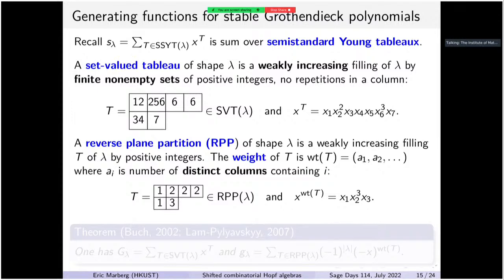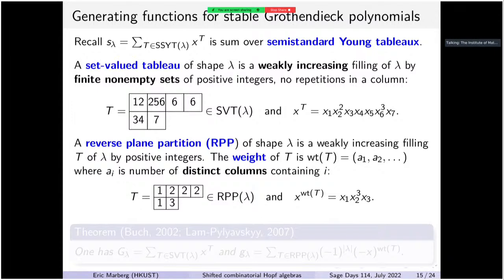A reverse plane partition of shape lambda is another kind of filling of a Young diagram. This time by just positive integers, so no sets, just each box has 1 entry. And now everything can be weakly increasing. There's no condition about repetitions. So you can have 1s in a column, you have 2s in a row like this.